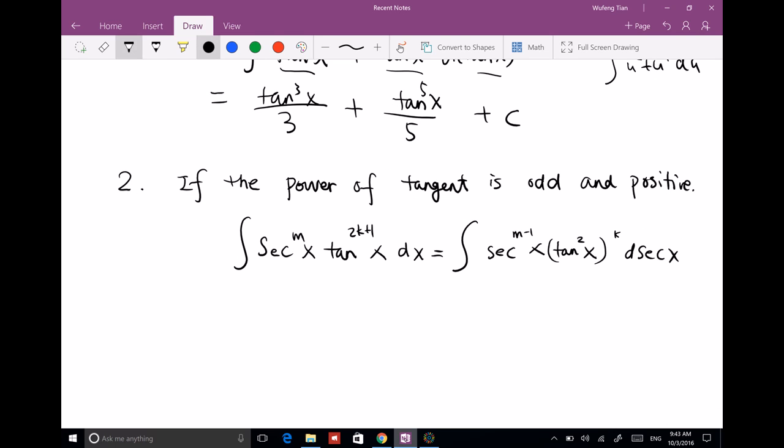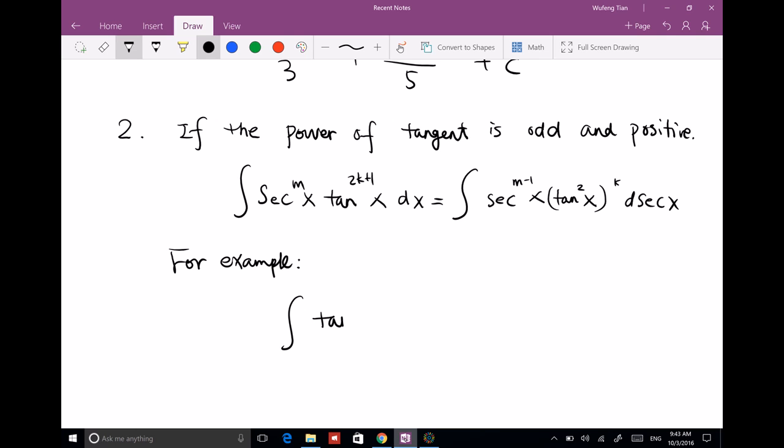I don't want to do too many m's in case you feel confused. Just an example. If you have tangent x to the power 3 and secant x to the power 5 dx, basically here the secant power is not even anymore. It's an odd number. You cannot pull out a secant squared again. If it were even, you would take a square out and then the rest would be even as 1 plus tangent squared. Now it's not even anymore.